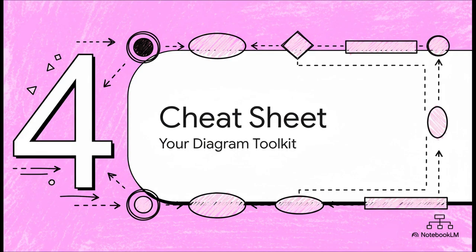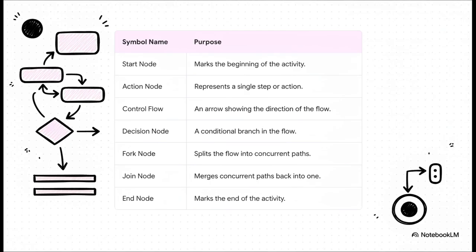Phew, we've covered a ton of ground and a bunch of different symbols. So for this last section, let's make it easy. Here's your diagram cheat sheet, a quick reference to lock in all the key components. And here it is, the whole toolkit at a glance.